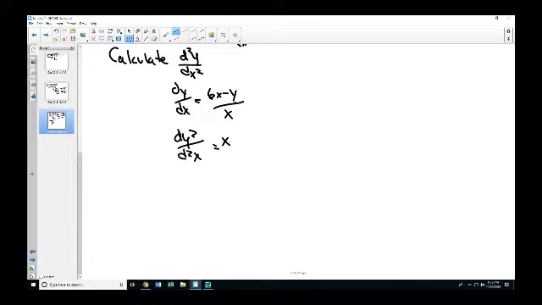Low. What's the next? D high. All right, so 6 minus dy dx. You just derived y, minus high d low over low squared.